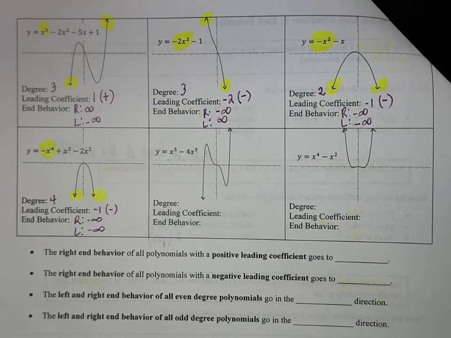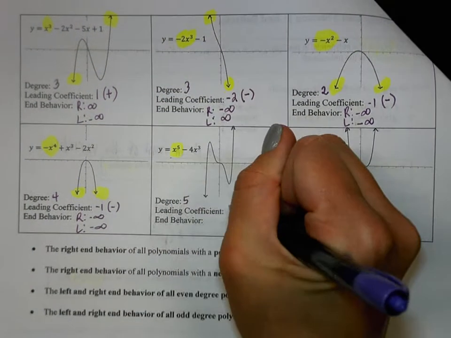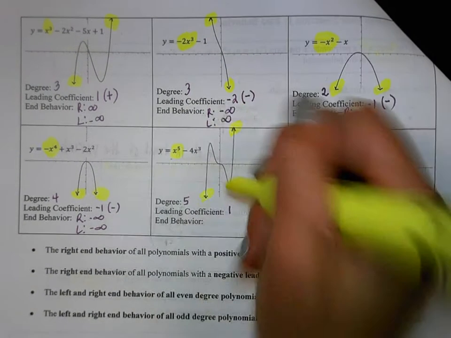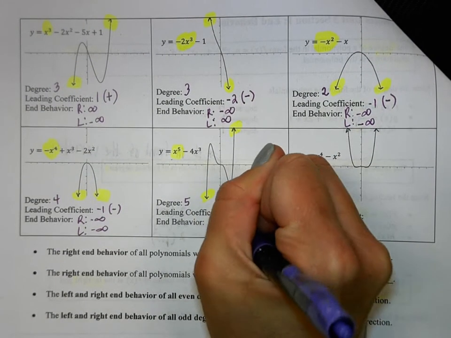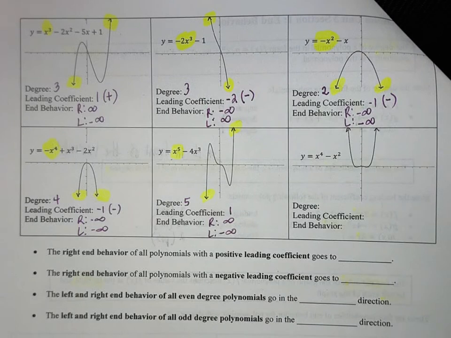Isaac, can you please tell me the degree and the leading coefficient? Degree is 5, leading coefficient is 1. Perfect. Degree is 5, leading coefficient is 1. And then, Kylie, can you tell me what's happening with my right and left end behaviors? Perfect. Right is positive, left is negative. Well done. Okay, next one.